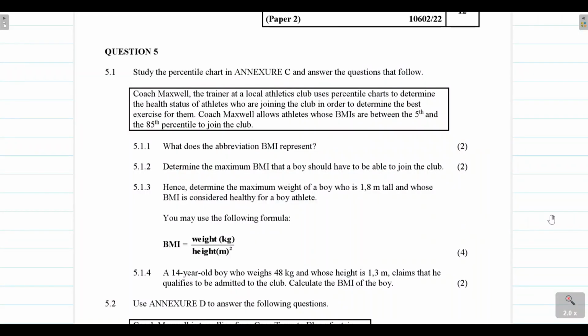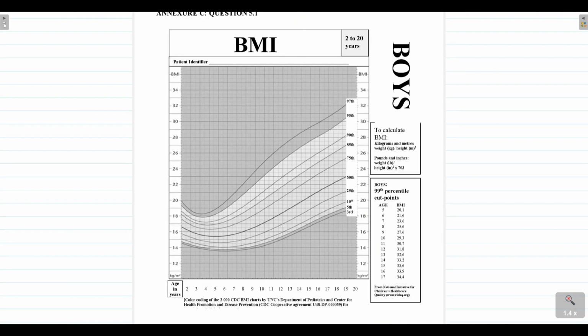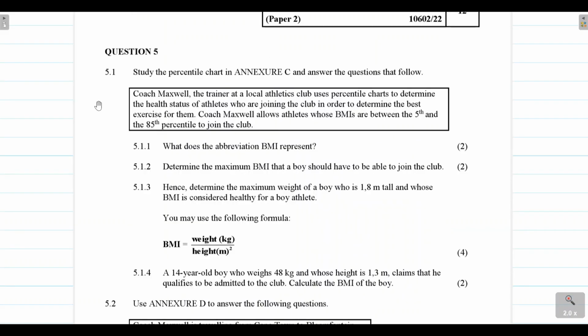Right, so like I mentioned, we are going to be tackling question 5.1 and question 5.2. Question 5.1, we are going to be analyzing a BMI chart, right? And we're going to be using that chart to answer questions that are given to us, right? So let's have a look here.